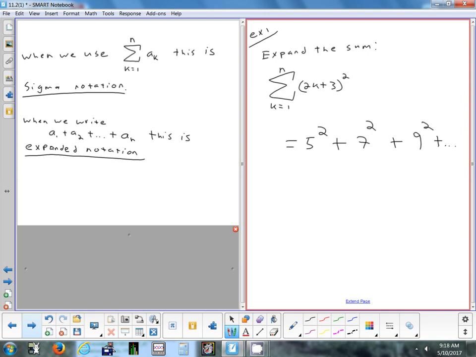And now we can kind of see the pattern. 5 squared, 7 squared, 9 squared, 11 squared. Let's go all the way to the nth term. What do you get if you plug n in for k? 2n. Yep. Plus 3 and squared. That's how you expand it. Okay, so I put this dot, dot, dot because I don't know how many more there are. If you can fit all that on the same line, that's good too. But any questions on expanding that sum?